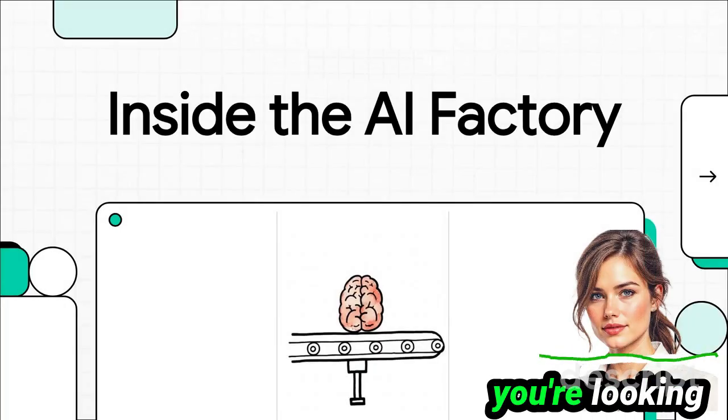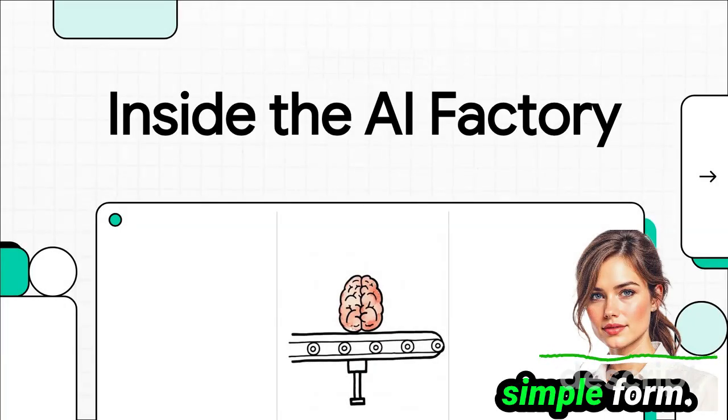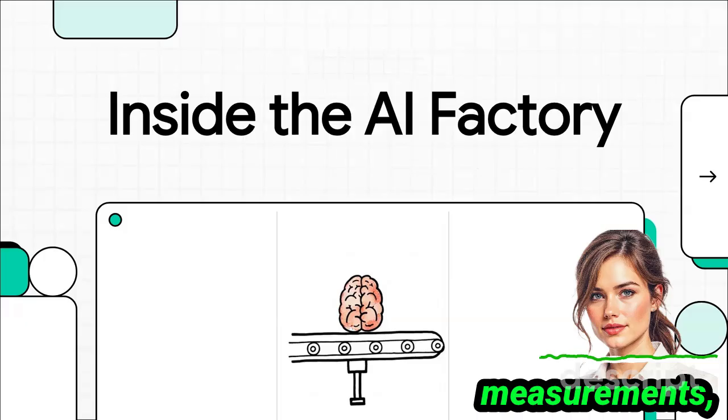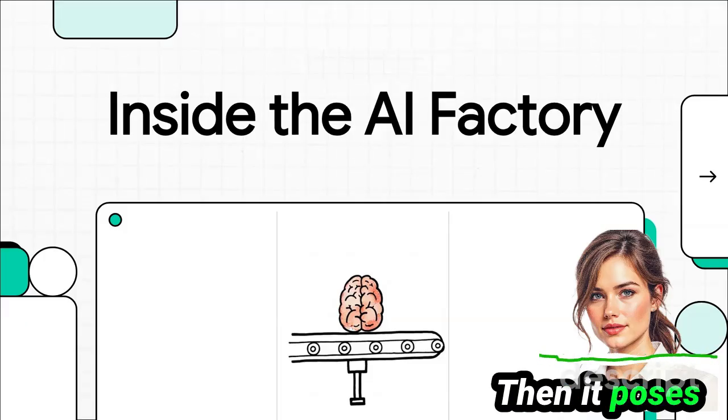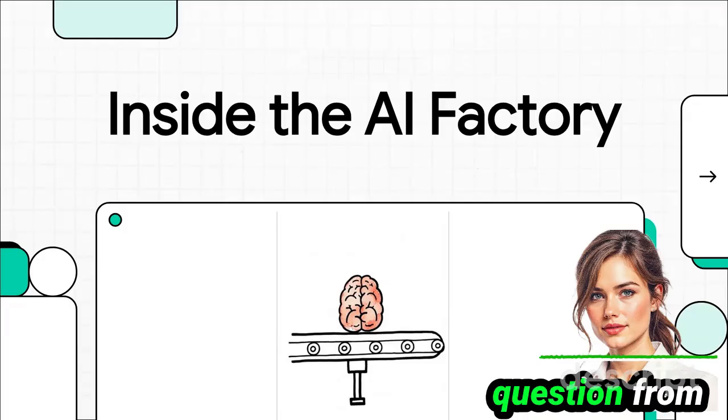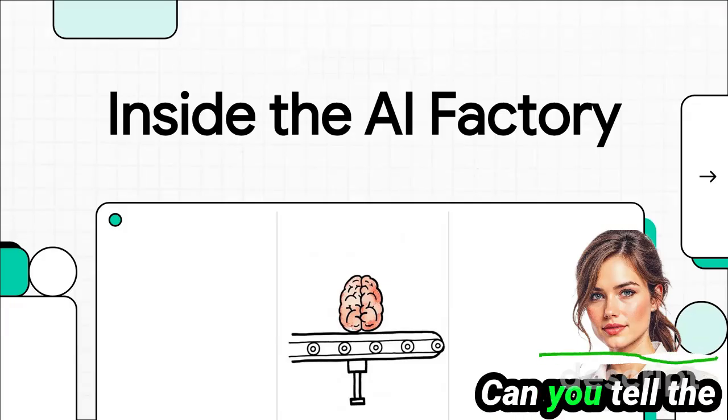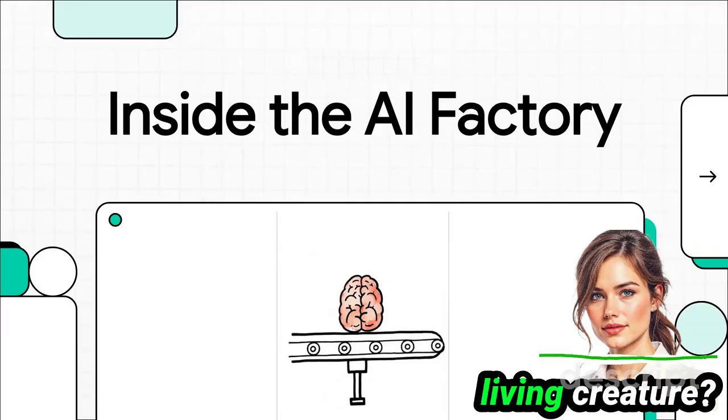Imagine this. You're looking at a web page, a really simple form. It asks for a few basic measurements, length, diameter, weight, and then it poses an almost impossible question. From just those numbers, can you tell the exact age of a living creature?